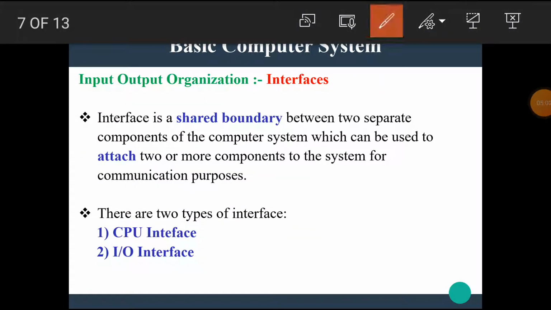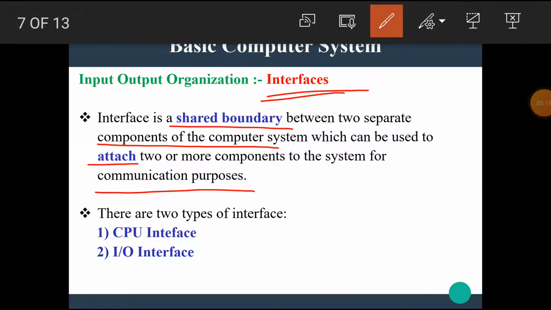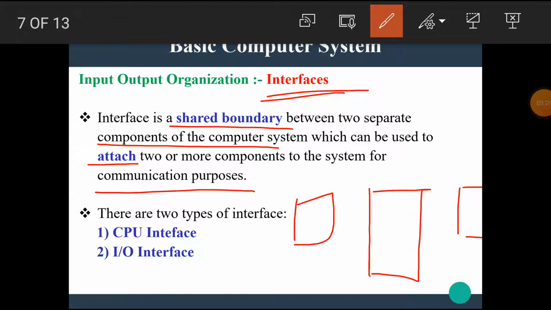Now let's see what is meant by interfaces. An interface is a shared boundary between two separate components of a computer system which can be used to attach two or more components to the system for communication purposes. That means in a computer we know that many components are connected with each other, and if we want to connect an input device to the CPU, then we connect them through the buses.